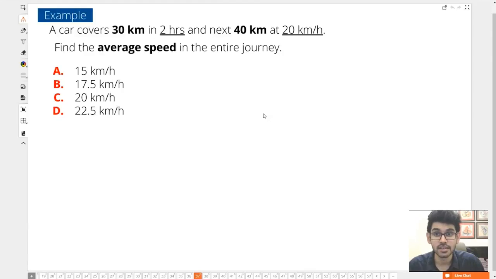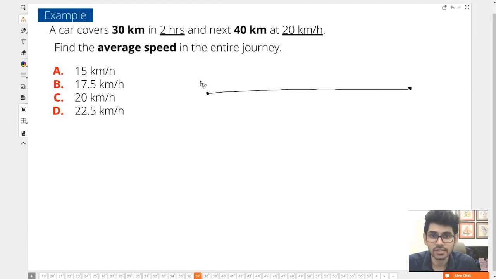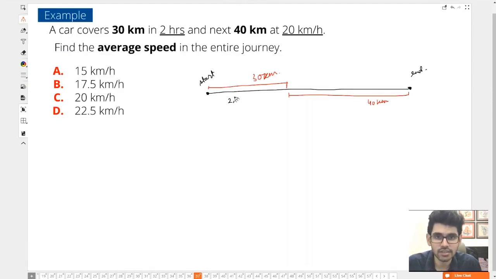Let's encourage this. A car covers 30 kilometers in 2 hours. Okay. Now visualize the problem. A car starts from here and this is the start and this is the end. So it covers 30 kilometers, and then this is another 40 kilometers. So it covers 30 kilometers in 2 hours. So time taken here is 2 hours.